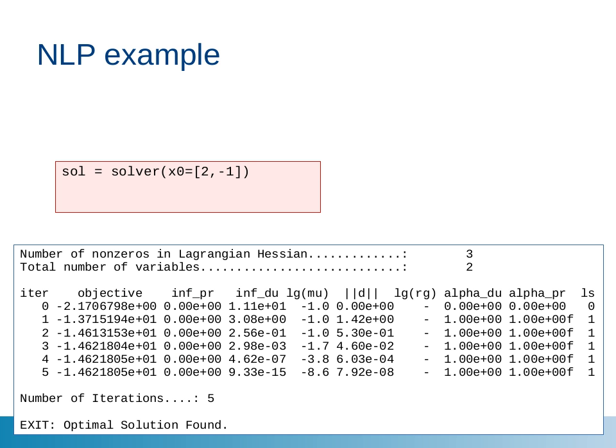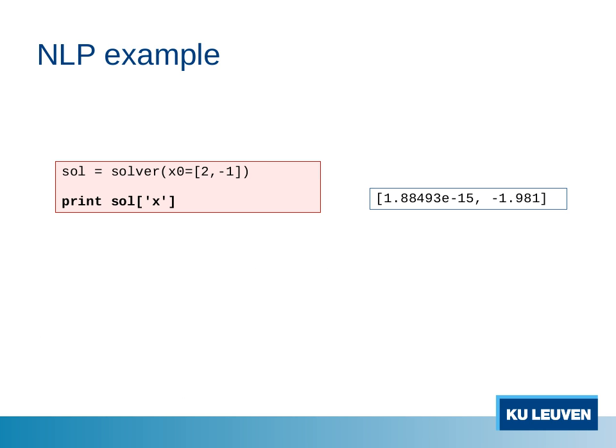If we look at the terminal, we see a printout like this, and this is the printout from IPOpt. It's showing the different iterates, and it also shows the number of non-zeros in the Hessian. Here you see that CasADi was really supplying the gradient and Hessian information to IPOpt automatically. The output of the call to the solver object is a dictionary again, and if you take the X part, you get the optimal solution in numbers.